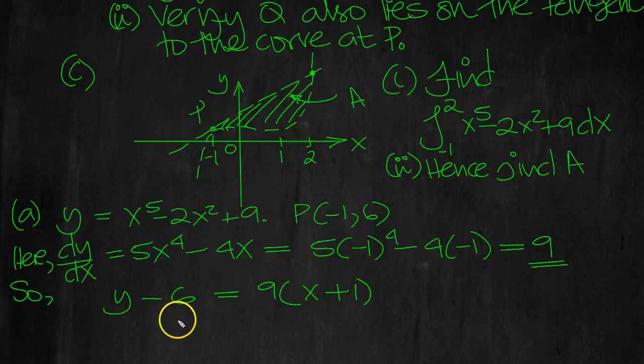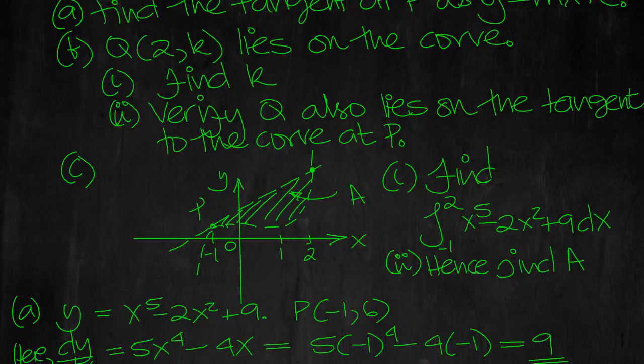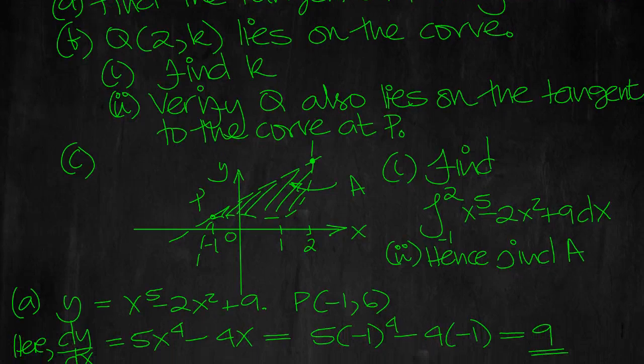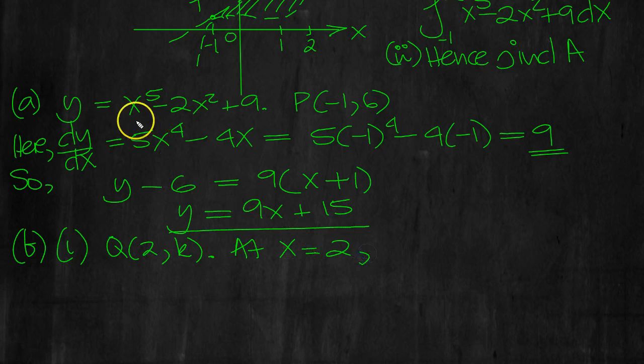Okay, so y equals then? Well, it'll be 9x when we expand the bracket, 9x plus 9, plus the 6 more is plus 15. So there's our tangent. Good, so that's part A. Q (2, k) lies on the curve, find the value of k. So B, part 1, Q (2, k). At x equals 2, y is k, isn't it?